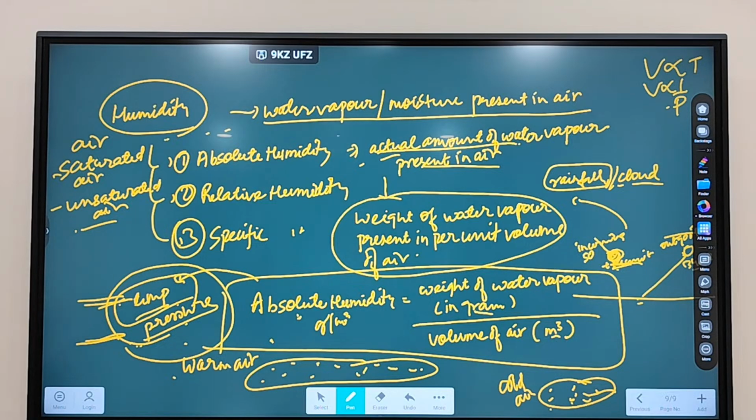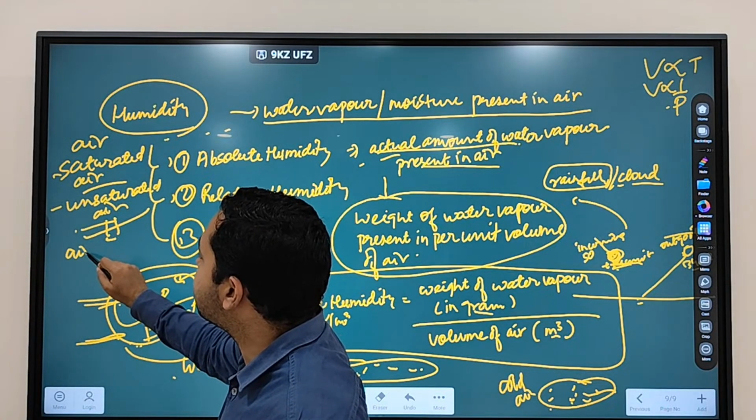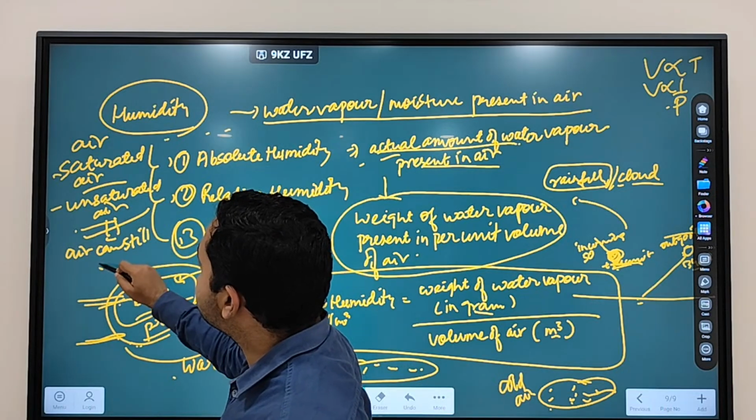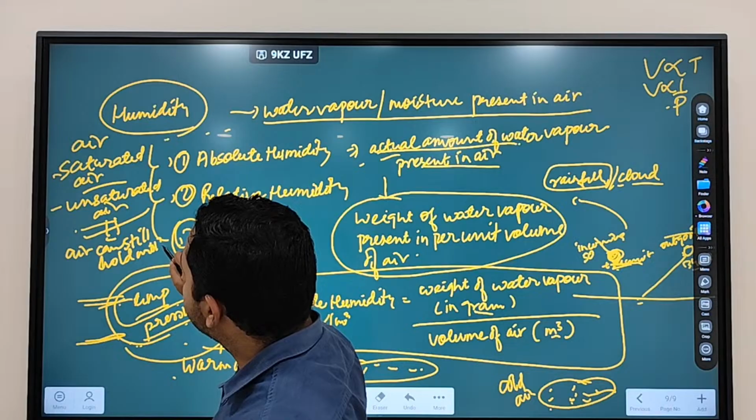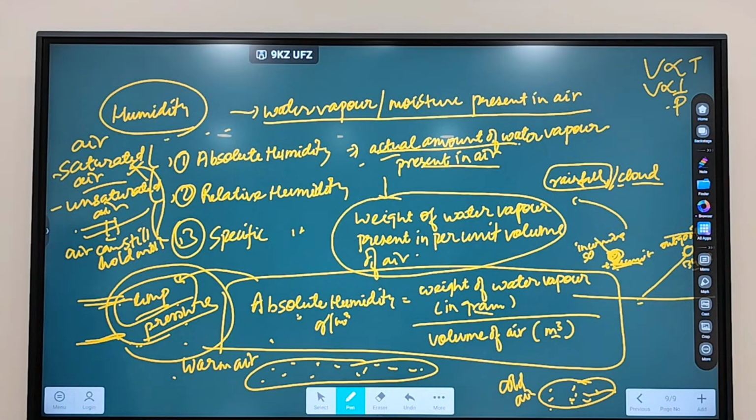If air can still hold moisture, then it is going to be called unsaturated air. Clear? Just now we discussed humidity, the Bangalore weather. What is humidity? 80%. Means it can further hold how much moisture? 20%. So currently air is unsaturated. If humidity becomes 100%, it becomes saturated, because air further cannot hold any moisture. Unsaturated means air can still hold moisture. Saturated means air cannot further hold moisture. Keep that difference in mind.